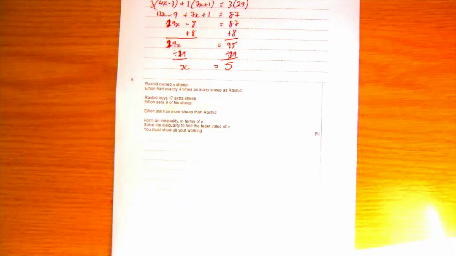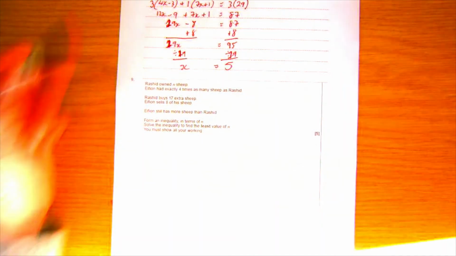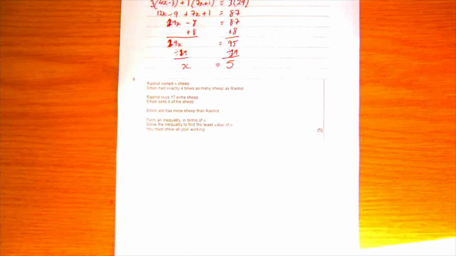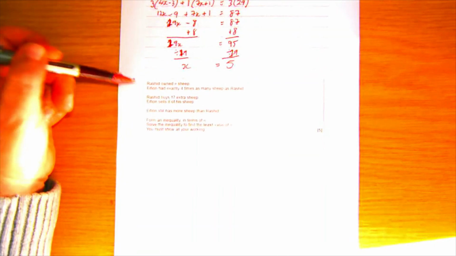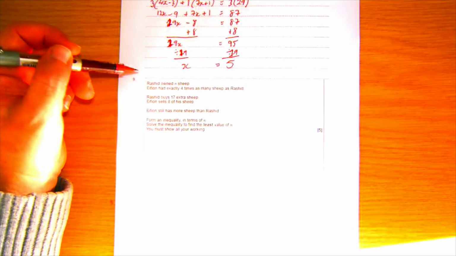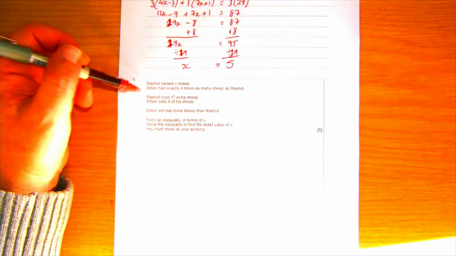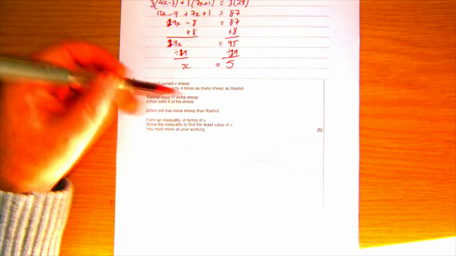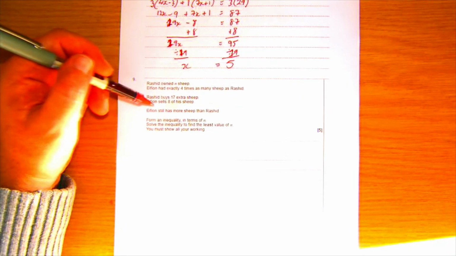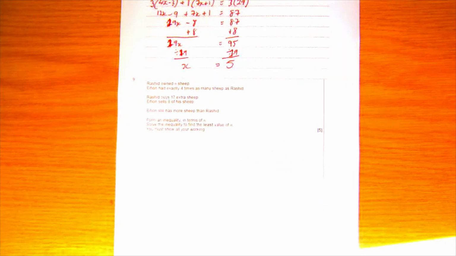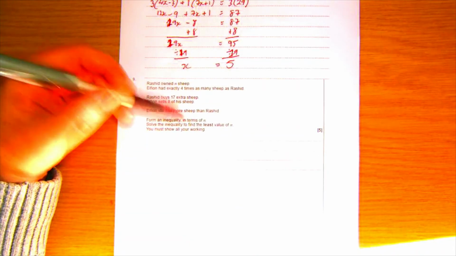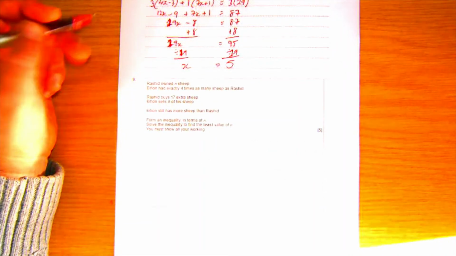And the final question looks horrible. It's grade B, just like the one above. It's one of the very last questions on a paper if it comes up. This one's an inequalities question. Rashid owned n sheep. Ivion has exactly 4 times as many sheep as Rashid. Rashid buys 17 extra sheep. Ivion sells 8 of his sheep. And Ivion still has more sheep than Rashid. Form an inequality in terms of n. Solve the inequality to find the least value of n. You must show all your working.